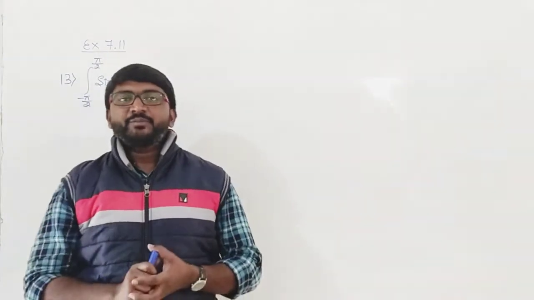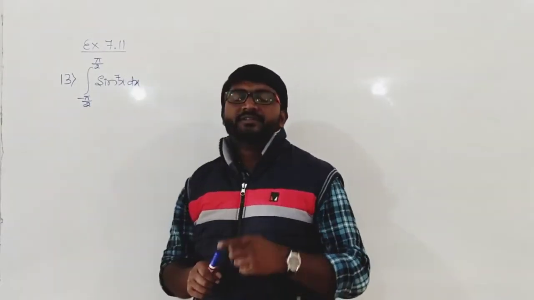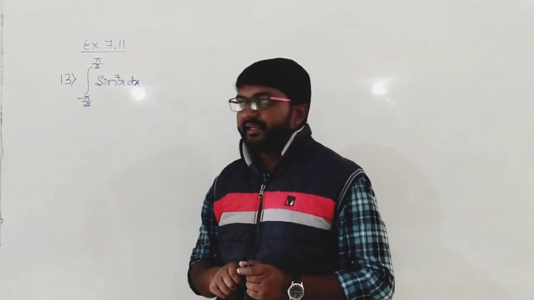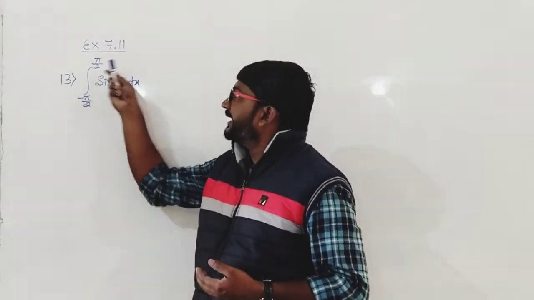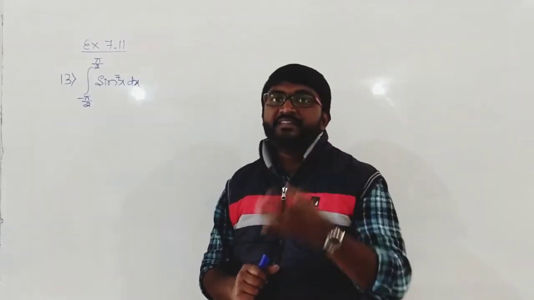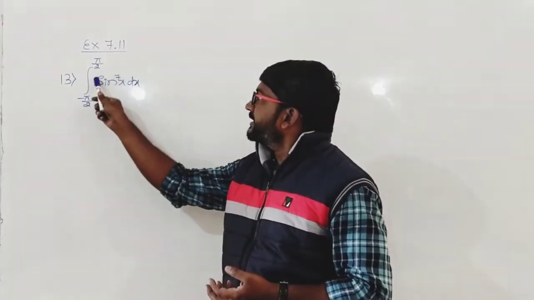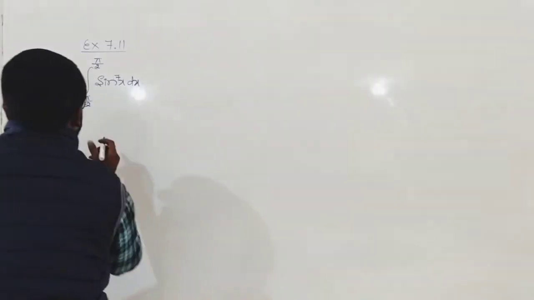Well, the 13th problem, it is integral minus pi by 2 to plus pi by 2 sin raised to 7x dx. So observe the limit here, it is minus a to plus a. That means we have to make use of the last property, that is P7. We have to check whether it is an even function or an odd function. Let's go for that.